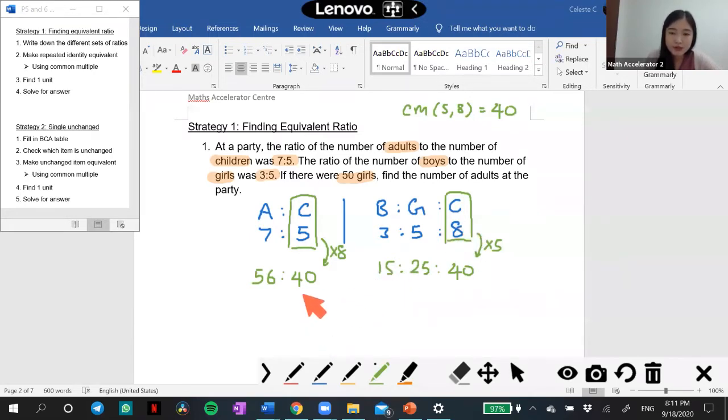Right, so now that you have the equivalent ratio, the one in green, we know that the number of girls, you have 50. So look at the girls' equivalent ratio here, 25. So 25 units, for the girls, must be equal to the 50 girls here. So from here, you can find one unit, 50 divided by 25. So what's 1 unit? Okay, thank you, Hasik. 2.